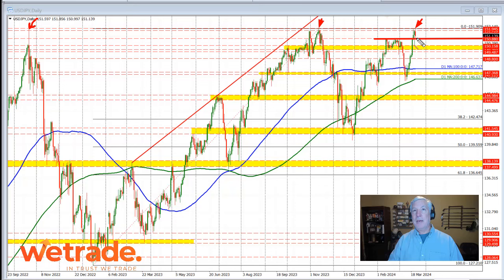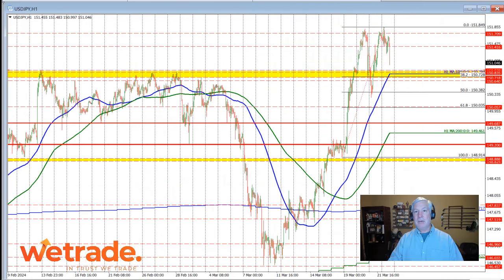We did have a brief move to the downside on the selling pressure in trading on Thursday, but back above it, and we are coming down, making our way down toward that 150.88 level on the daily chart. If we break below that level, that would probably turn buyers to sellers, at least in the short term. You can see that on the hourly chart as well.